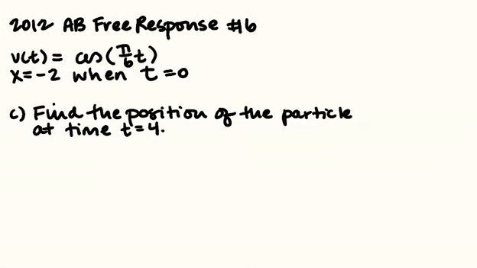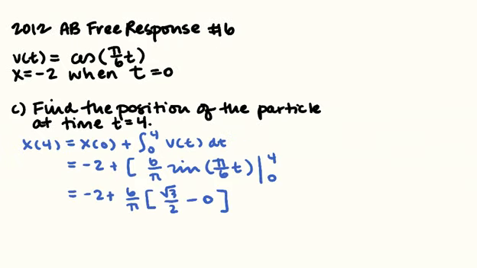Okay, so if they ask me to find the position of the particle at time t equals 4, it's going to be x of 4 equals x of 0 plus the integral from 0 to 4 of v of t. Again, this is one that we're going to take by hand. So I think you should try this on your own. Check your answer against mine. All right, there you go. The position of the particle is -2 plus 6 root 3 divided by 2 pi.